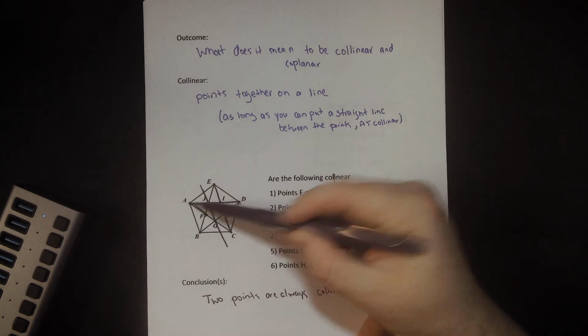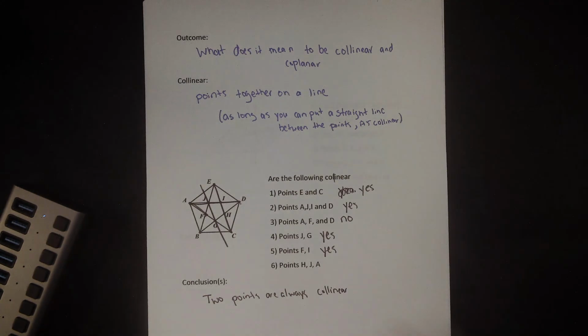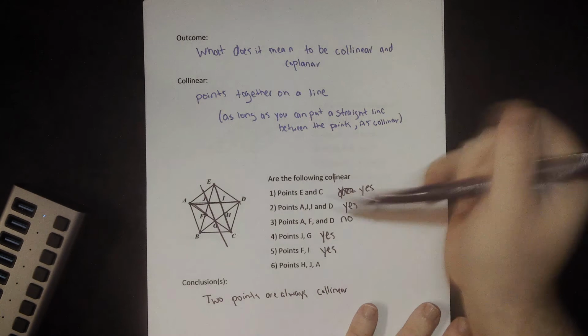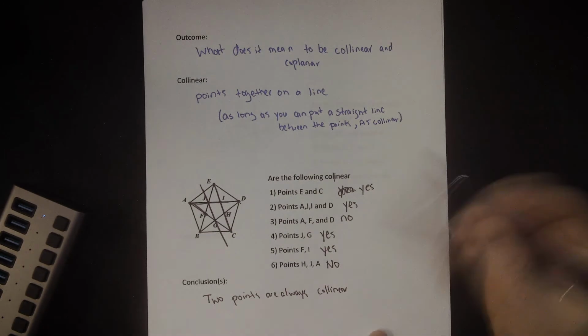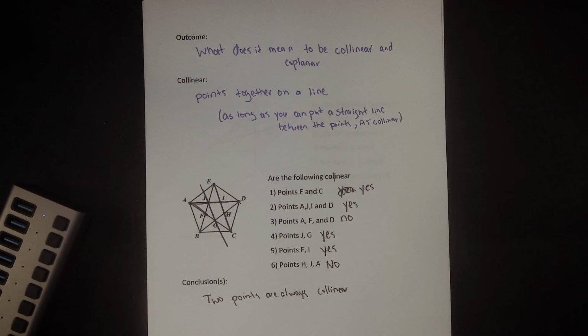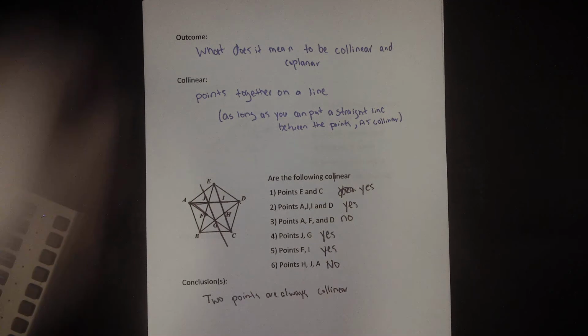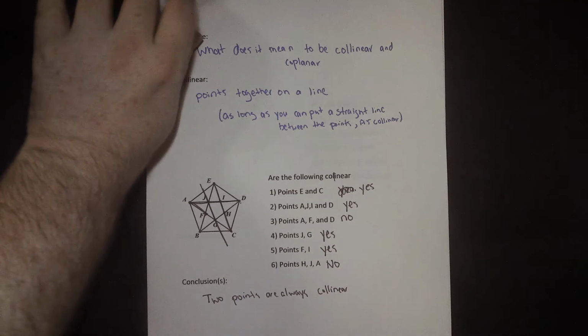Then H, J, and A. If you look, the same deal as A, F, and D. You can't put a straight line through them. The answer here is no. Okay, so that would be my collinear.